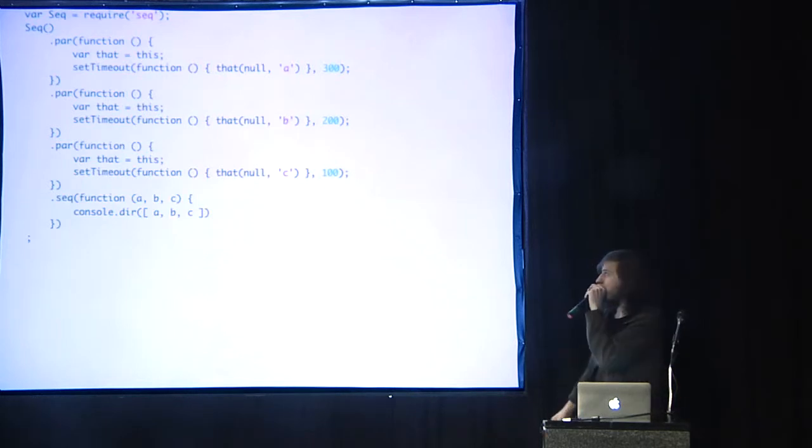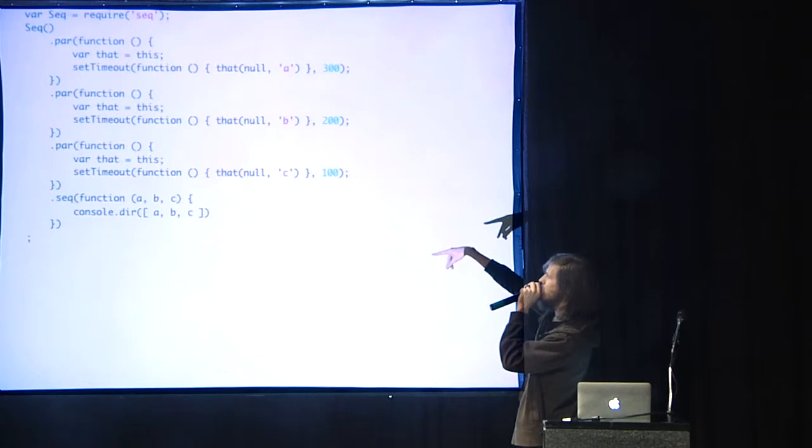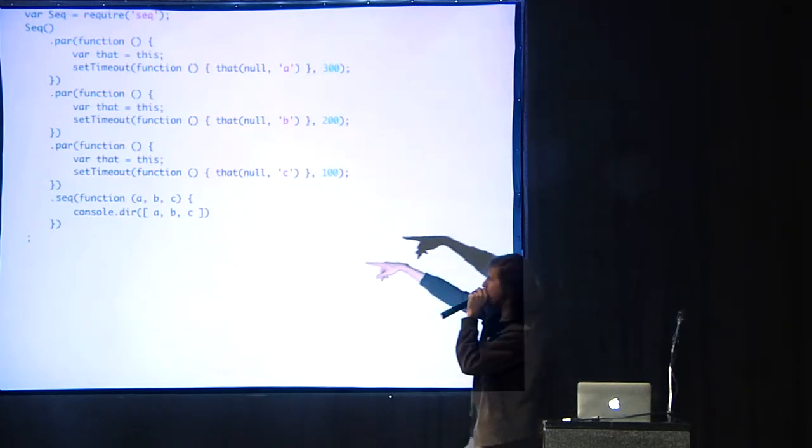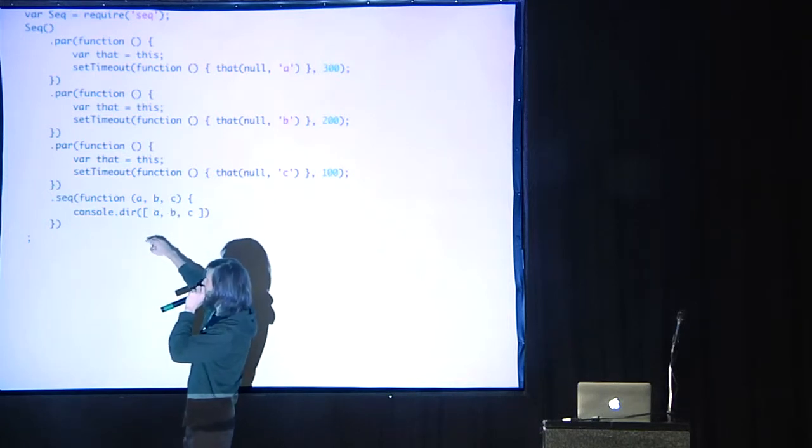This is another example of the seq module right here, just using different stuff. And you can see at the bottom that it's taking A, B, and C and doing them all at once.